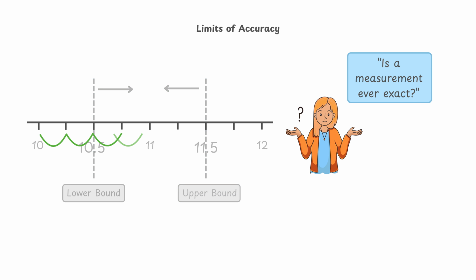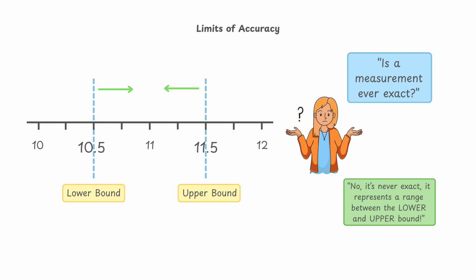This idea will become very important, especially when we start calculating maximum and minimum values, because depending on the situation, we will use either the lower bound or the upper bound to find the answer. So always remember this. A rounded measurement is never exact. It represents a range between a lower bound and an upper bound. Take a moment to look at this number line and make sure you understand where that hidden value could lie.